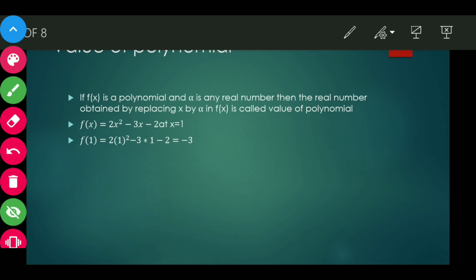Similarly, we can get the value at x equals 2, x equals 3, and continue. All we need to do is put 2 in place of x, 3 in place of x, and so on. Let's move to the next topic.